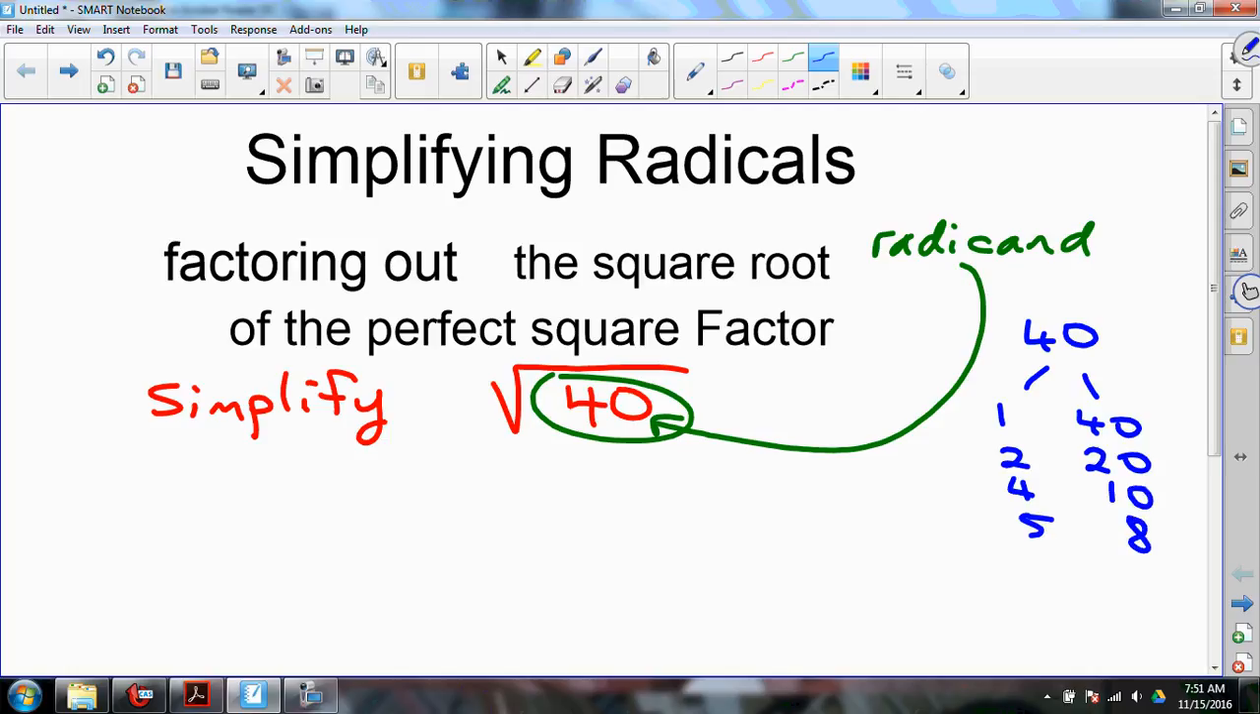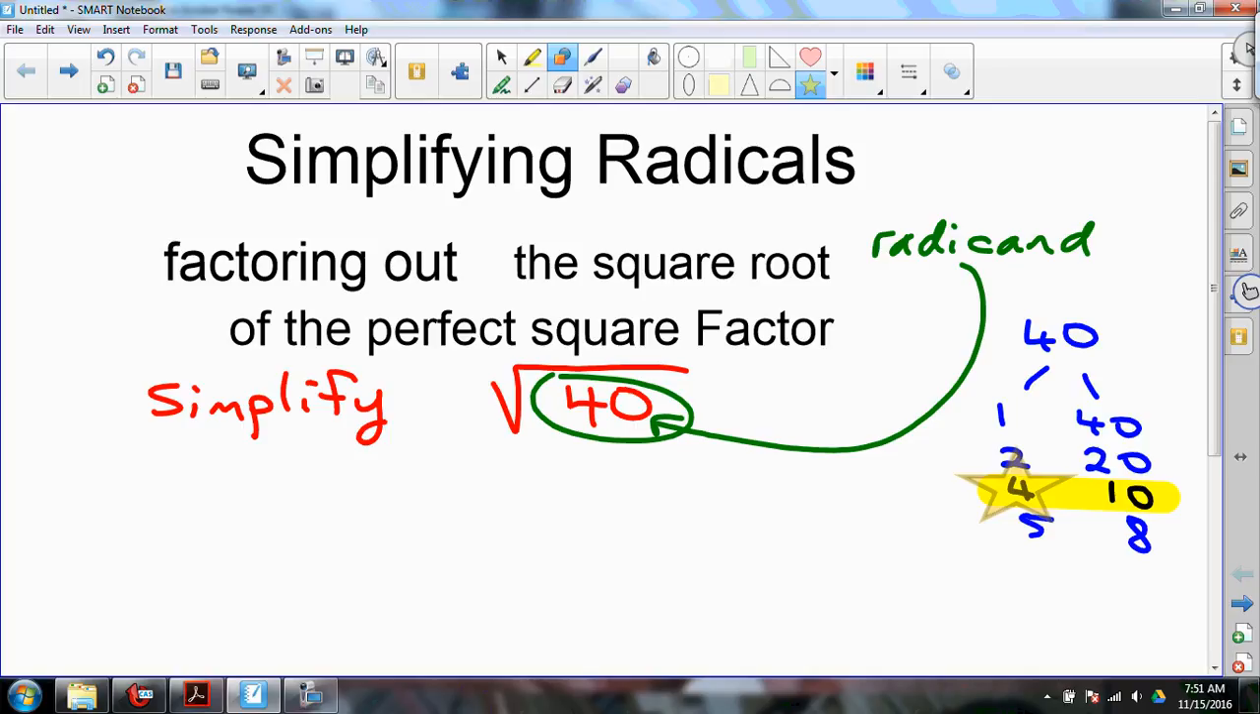Now, of those pairs of factors, there's one pair that I love. And I know love is a very unusual word to talk about numbers with. But there's one pair of those factors that I love. And it's this pair right here. Not because they're both even numbers. Not because 10 indicates a decade of years. But because, anybody know why I love it? Yeah. Because there's a perfect square in there. Remember, we said we're factoring out the square root of the perfect square factor. So the deal is there's a perfect square in there, and that perfect square is 4.